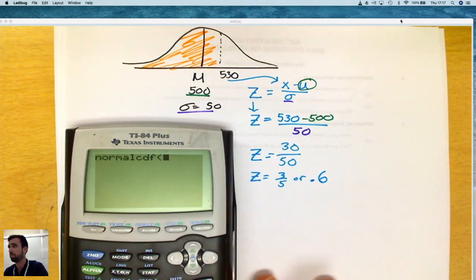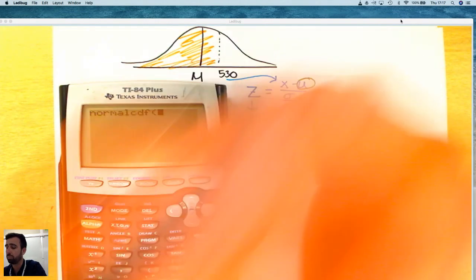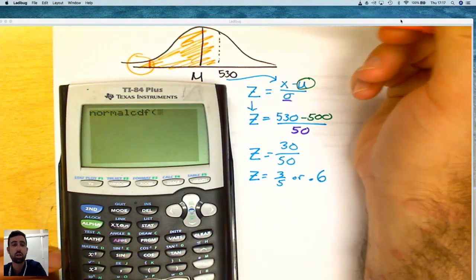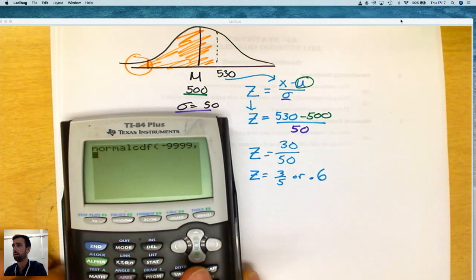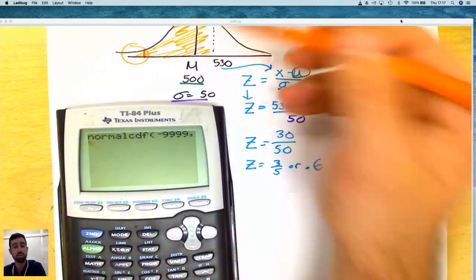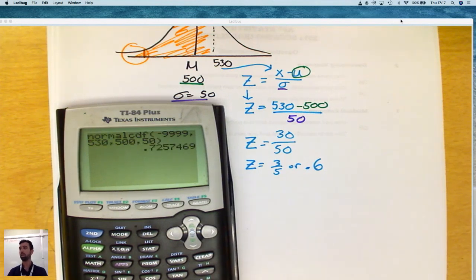The low value, like I said before, we want to go extremely low because we don't want to cut it off, let's say here, and miss all that data. We want to capture everything. So we go normal CDF, negative 9999, comma, the high, which we said was 530, the average, and the standard deviation, which was 50. Hit enter. Look at that.